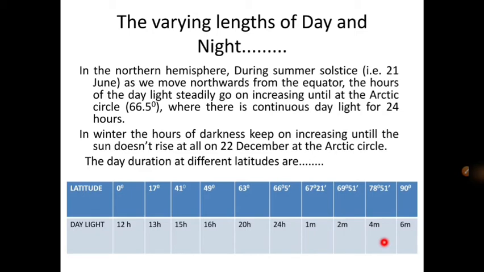So, next, the varying length of day and night. In the northern hemisphere during summer solstice, that is 21st June, as we move northwards from the equator, the hours of the daylight steadily go on increasing until at the Arctic Circle, which is present at 66.5 degree, where there is continuous daylight for 24 hours. In winter, the hours of darkness keep on increasing until the sun does not rise at all on 22nd December at the Arctic Circle.